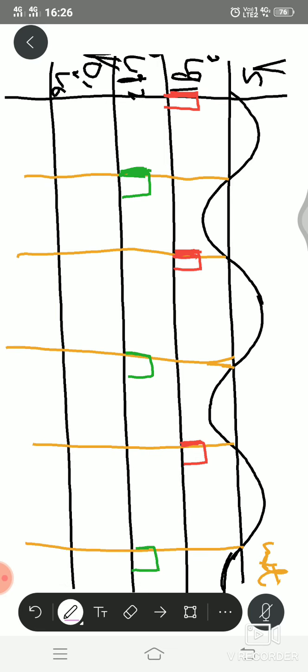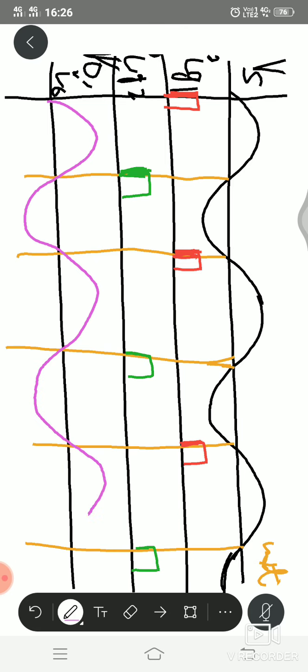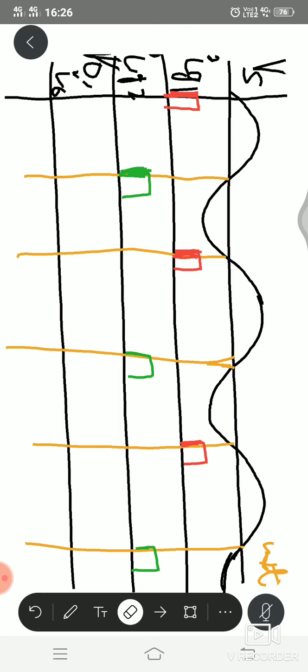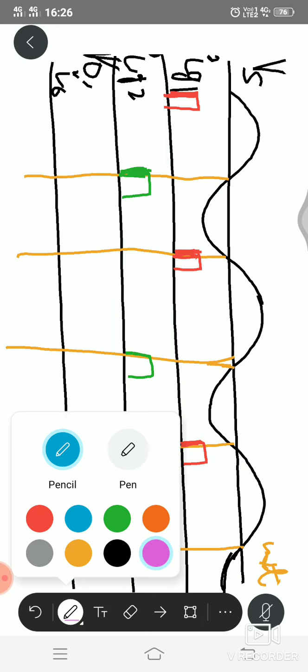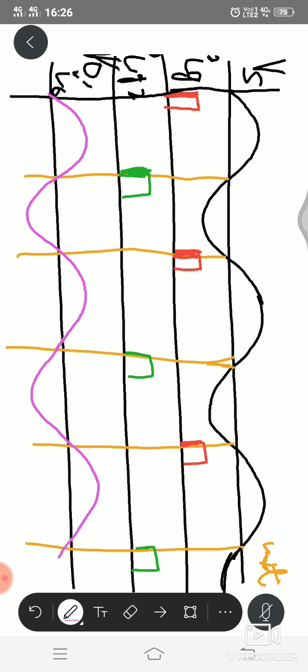Okay, now let us discuss the waveform for V naught. This will be the nature of V naught and I naught. Both will be same. So you can write it down. This is 0, this is pi, and this point is 2 pi. So time period is 2 pi in this case.